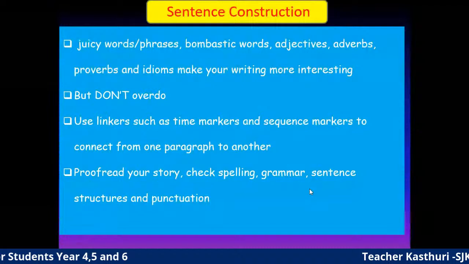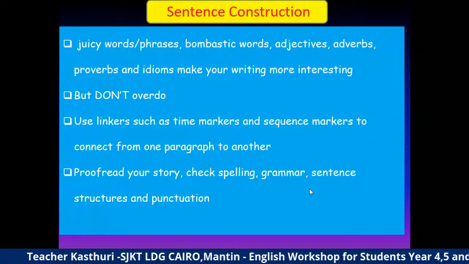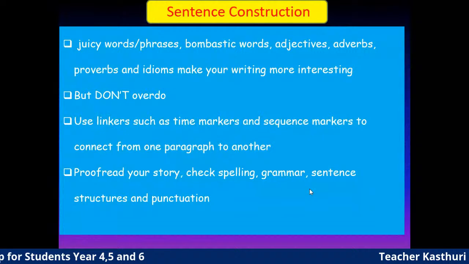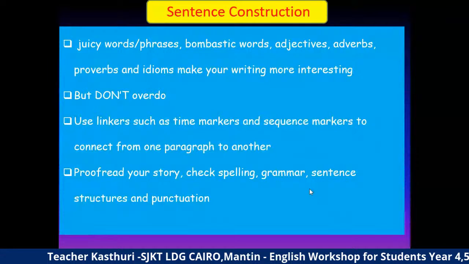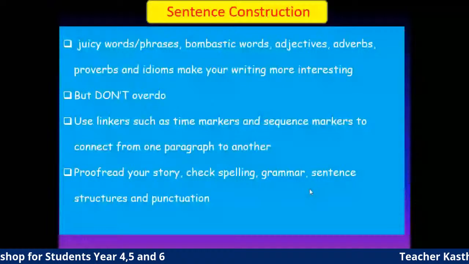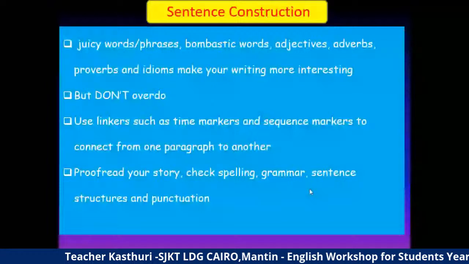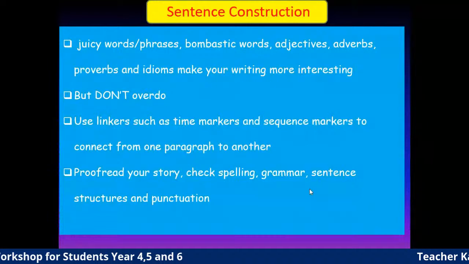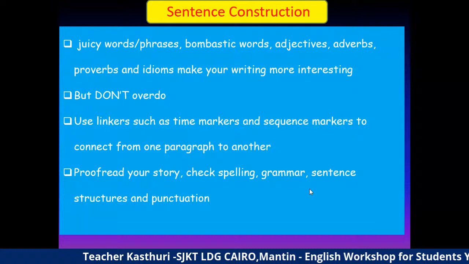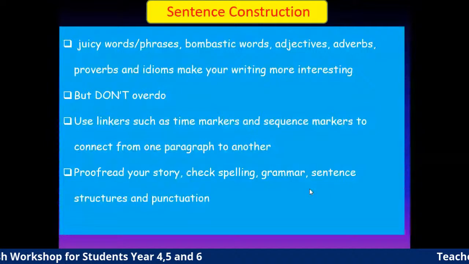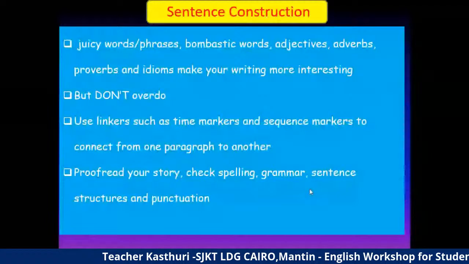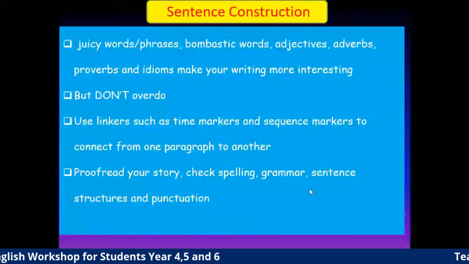Okay, after that, the most important thing is proofread your story. You have to go through it. You have already finished writing your story. This is where most of the students fail to do. They write quickly, finish, and submit. They won't check. Some of them do, but most of them feel they are done and submit. But you must always check for the tenses. Normally, the story would be in past tense. Check spelling, sentence structures, and punctuation is very, very important. Let's say you had done a very good story, but you did not check the spelling. You will be penalized.